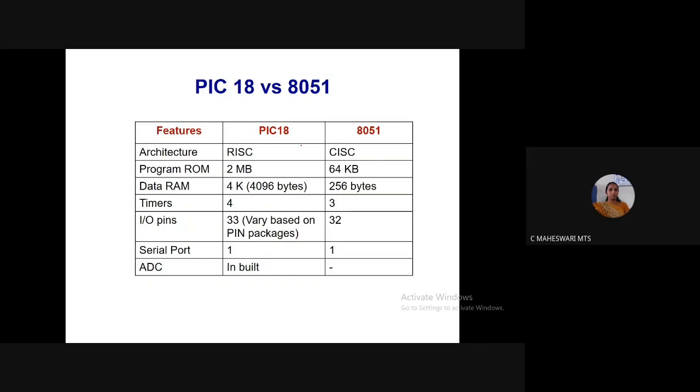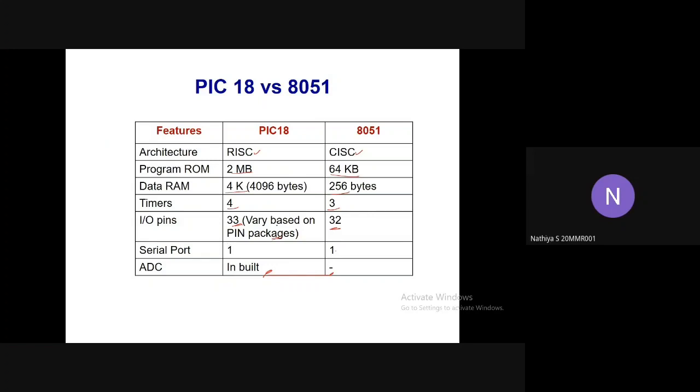Going with the architecture, PIC18 is RISC architecture. The program memory capacity is a maximum of 2 MB; here it is 64 KB. Data RAM is 4 KB; here it is 256 bytes. PIC18 has 4 timers; here it has 3 timers. PIC18 has 32 IO pins; here it is 33, varying based on pin packages. Both have one serial port. PIC18 has inbuilt ADC, but here there is no inbuilt ADC. So what is the main important difference between PIC18 as well as 8051?